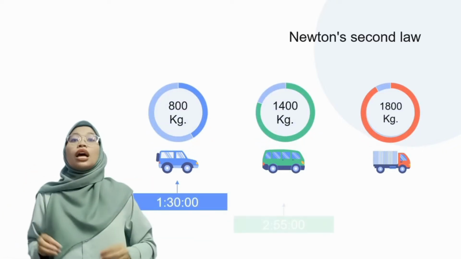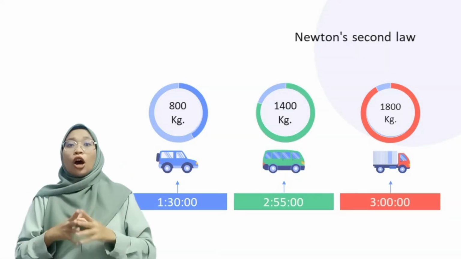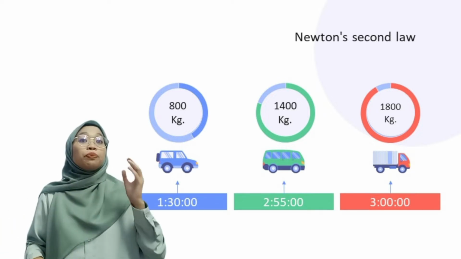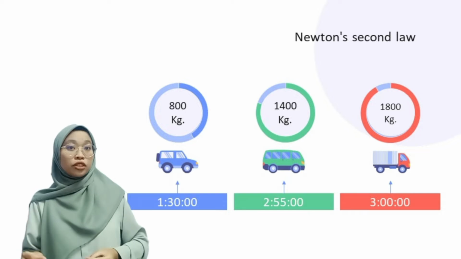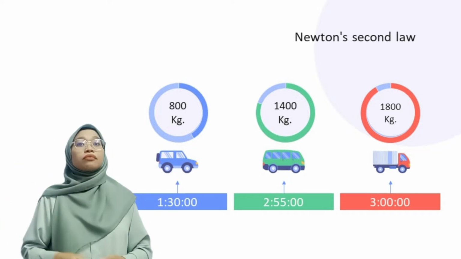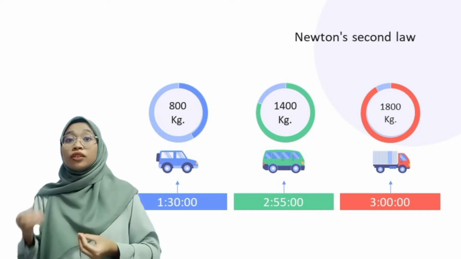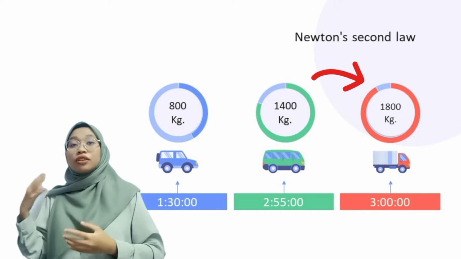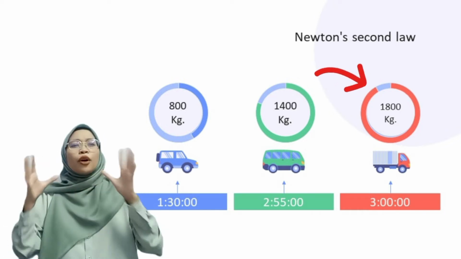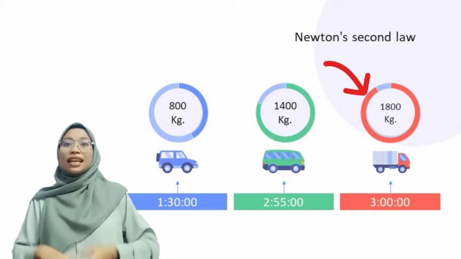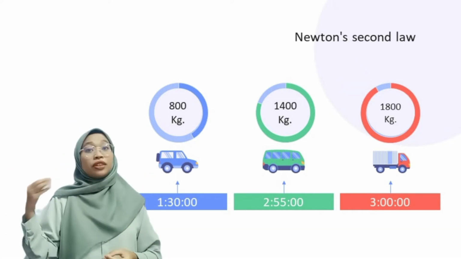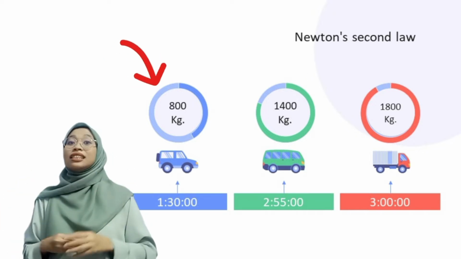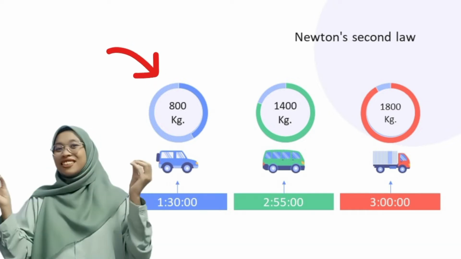As we see, we have a car, a van, and a lorry. Of course, the masses of these three vehicles are different, right? If we push the three vehicles with the same force to arrive in the same direction, which vehicle uses more time to arrive? Yes, the lorry uses more time to arrive because it has more mass but less acceleration. Next, which vehicle arrives early? Yes, of course, the car arrives early because it has less mass but more acceleration.